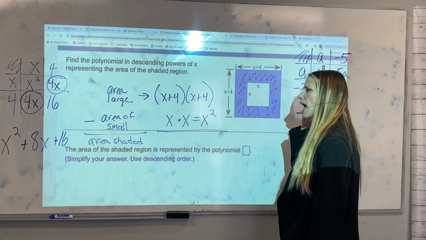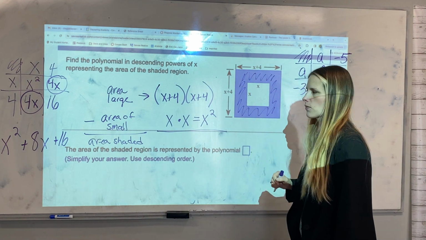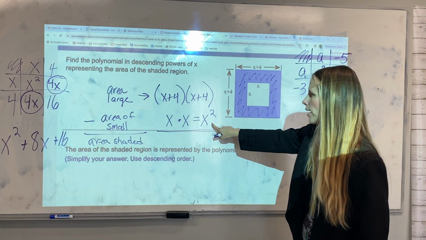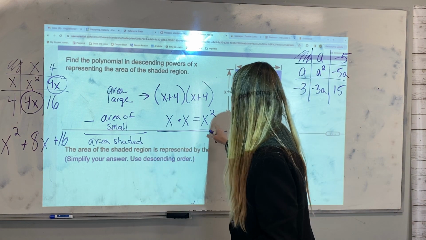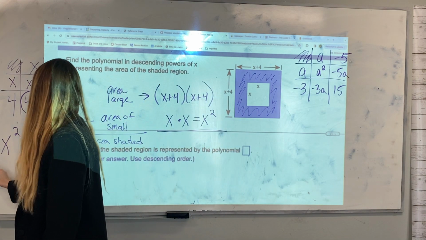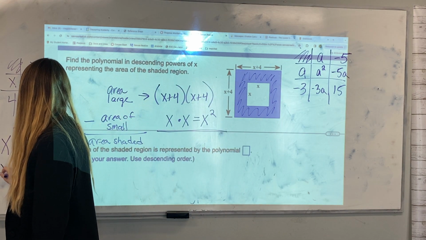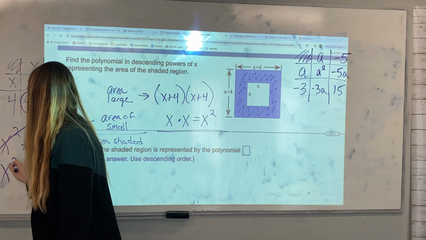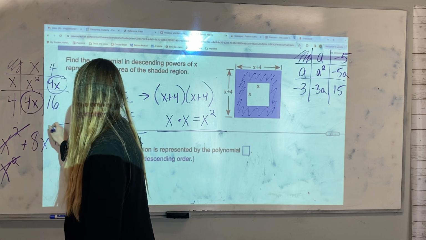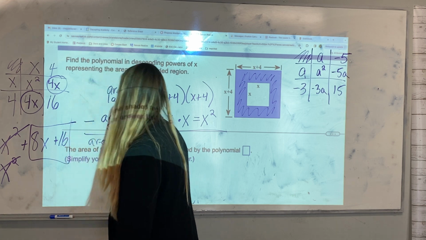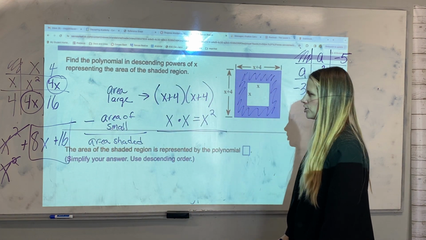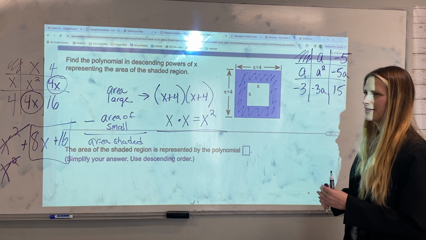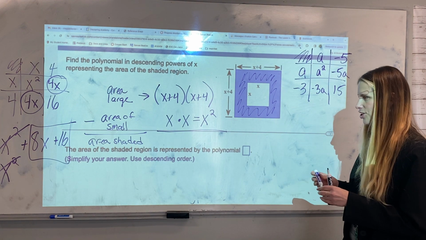What do I have to subtract? Yes, which is x squared. So I'm going to subtract the x squared, and that cancels out. So what am I left with? This. That's the area of the shaded area. Area of the shaded area. That's the area of the shaded area.